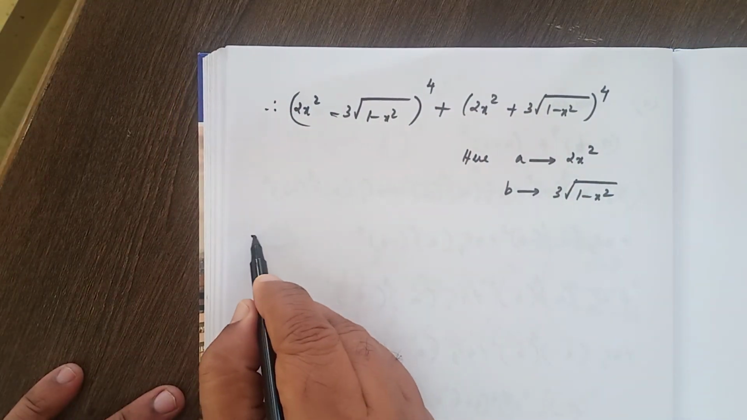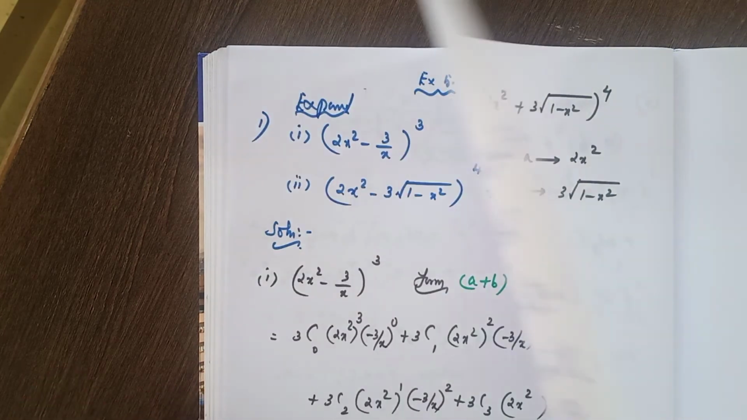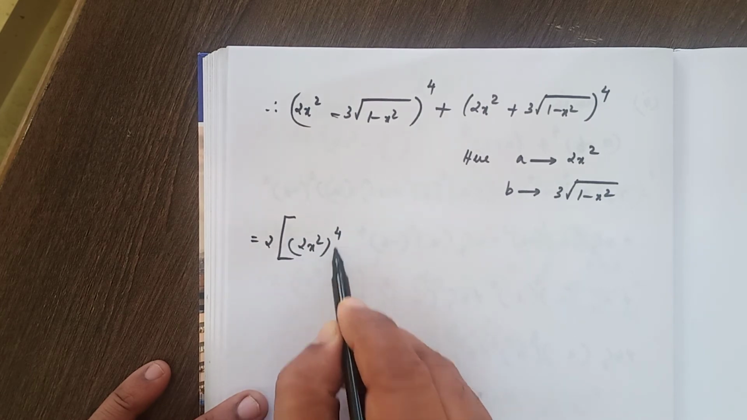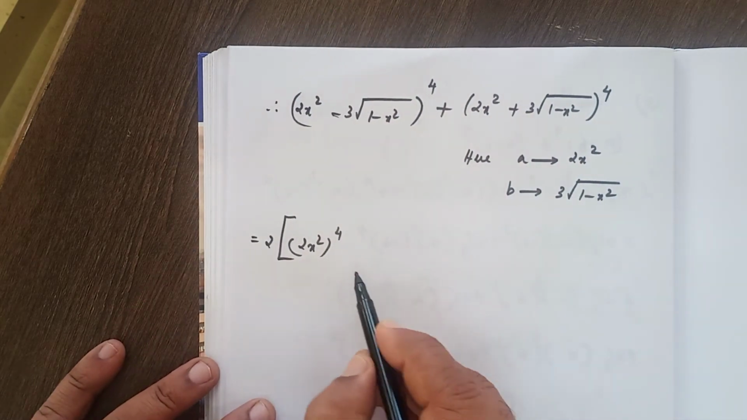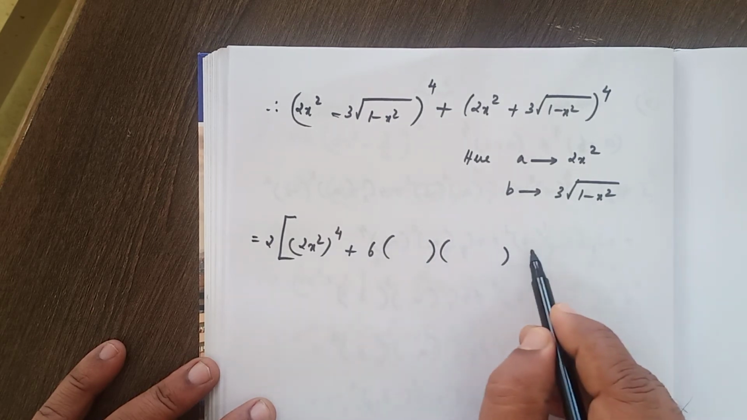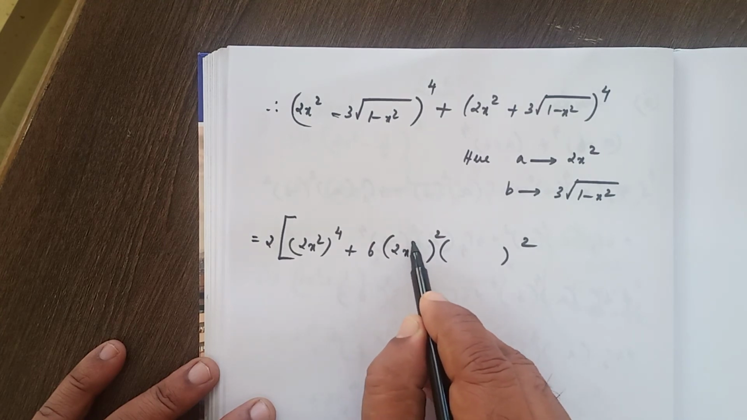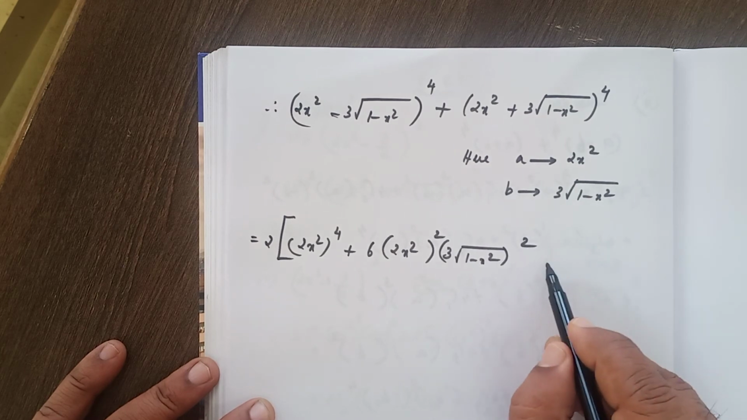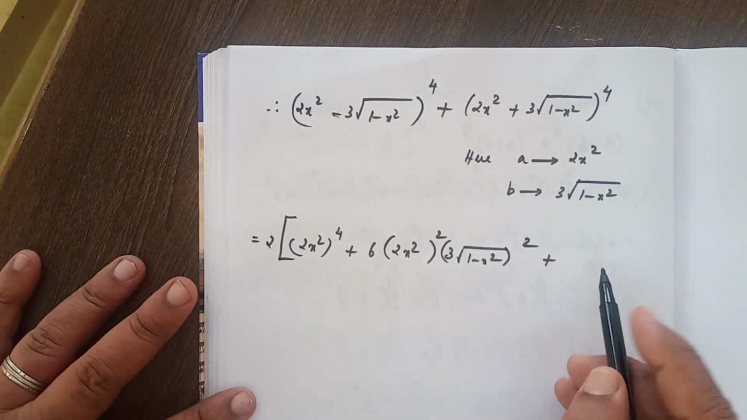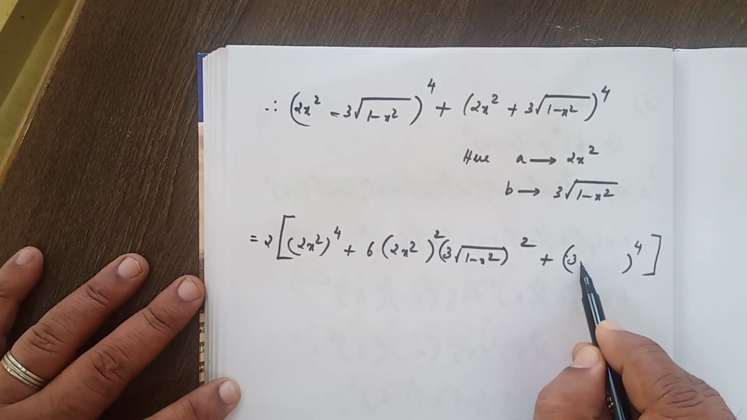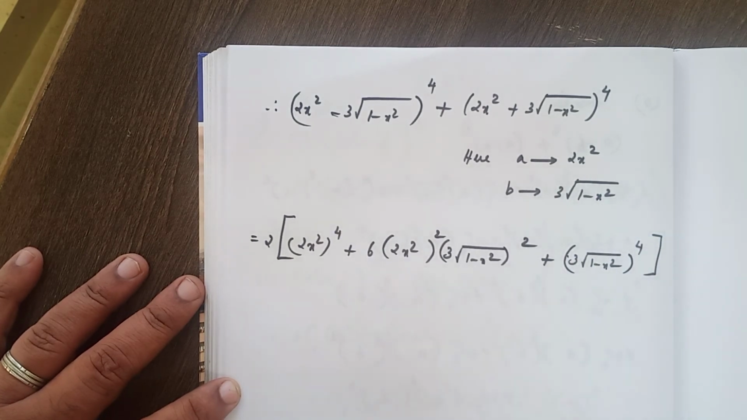That is equal to 2 into, what is here? a power 4, this is a, that is 2x square power 4, plus 6 into a square b square, a that is 2x square, b that is 3 into root of 1 minus x square, plus finally b power 4. What is b? 3 into root of 1 minus x square.